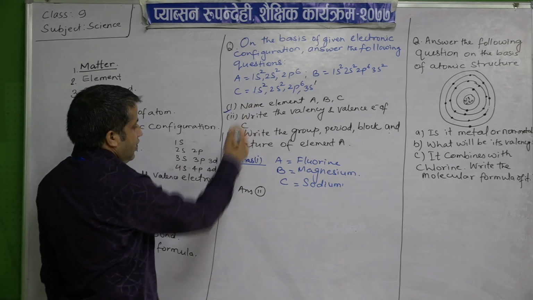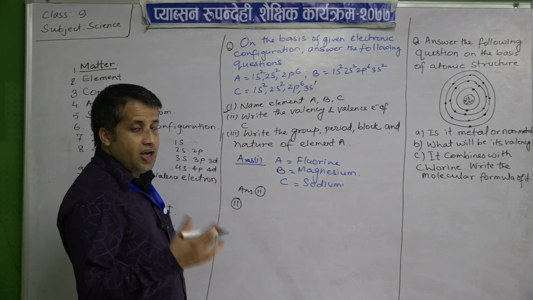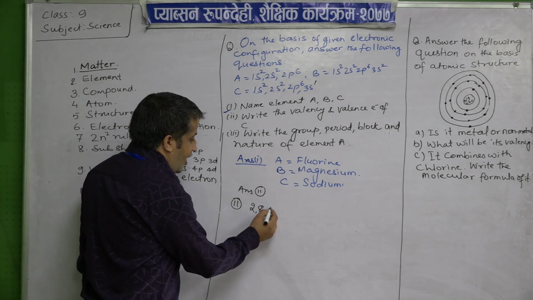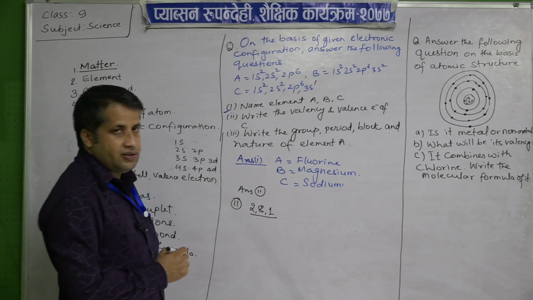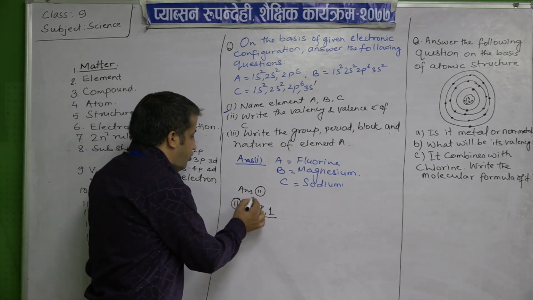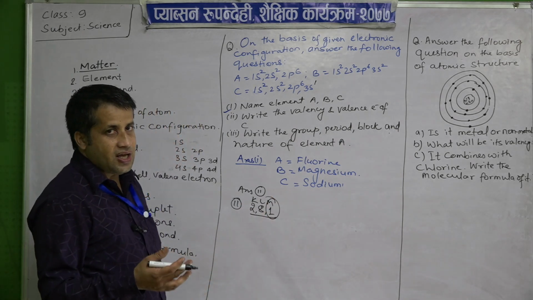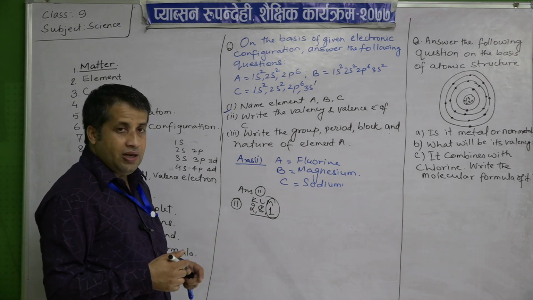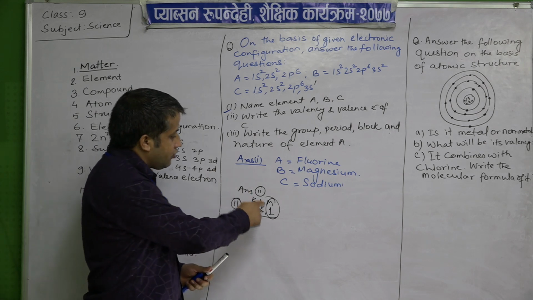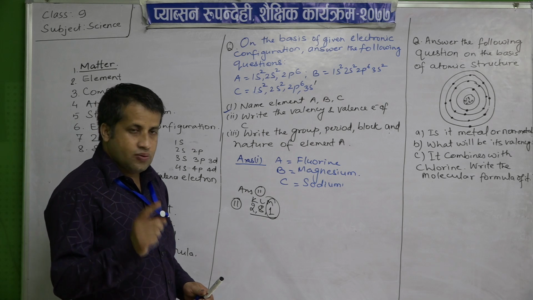So you already calculated the atomic number is 11. 11 is the atomic number of sodium, and you can write its electronic configuration as 2, 8, 1. So you know K, L, M, and the M shell is the last shell for this element sodium. How many electrons are there in the outermost shell? 1. Understood? So 1 is there.